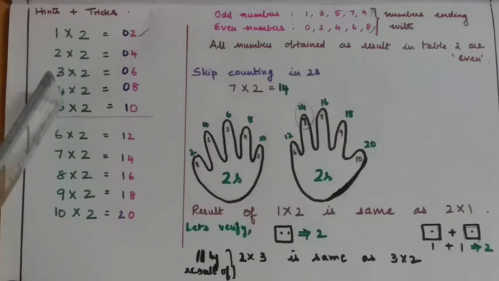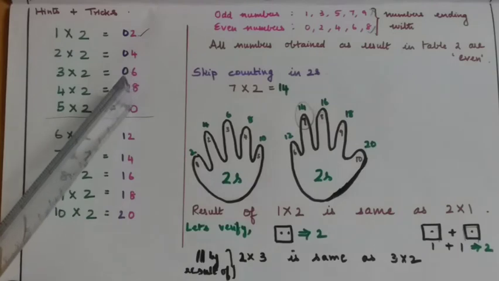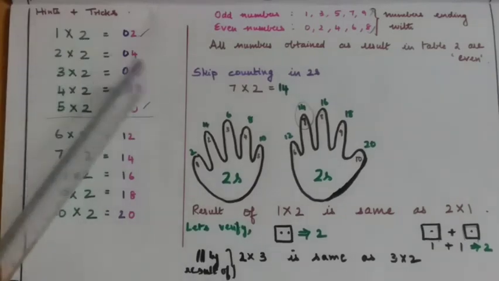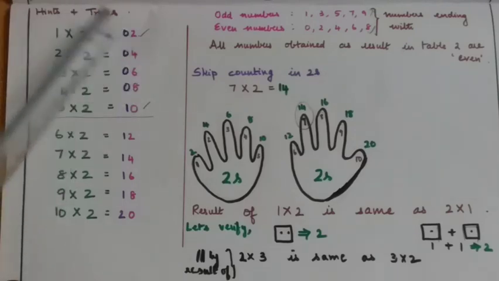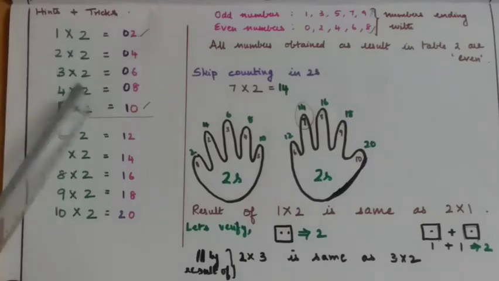Similarly, for the third row, you need to just double 3, so the result is 6. And for the fourth row, you need to double 4, so the result is 8. And for the fifth row, you need to double 5, so the result is 10. Or you can also use the concept of skip counting in fives to remember the fifth row of the second table.